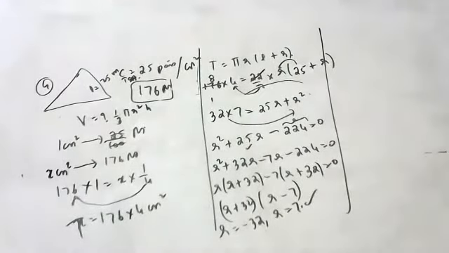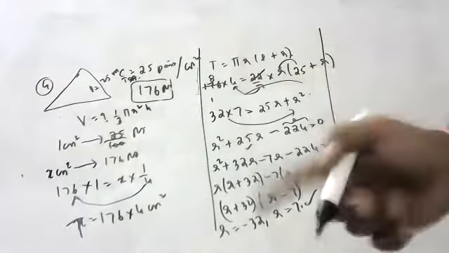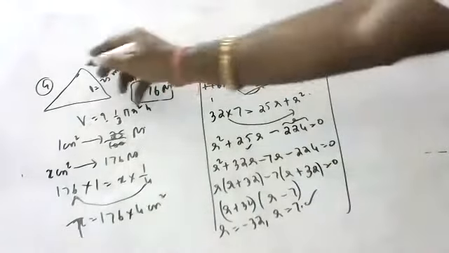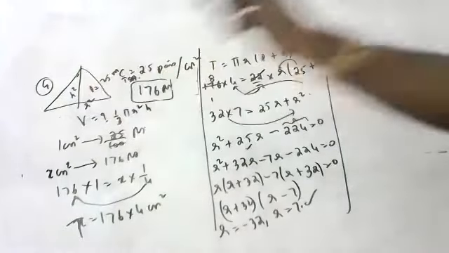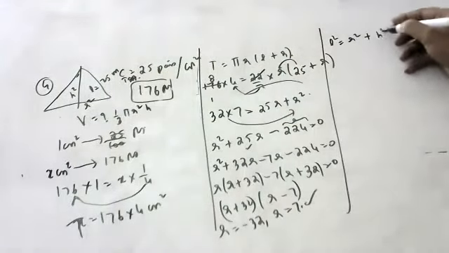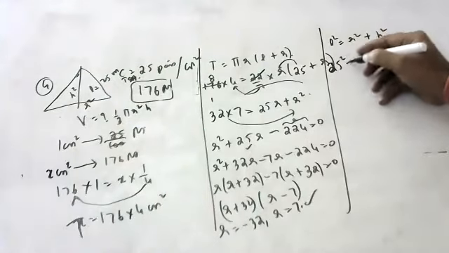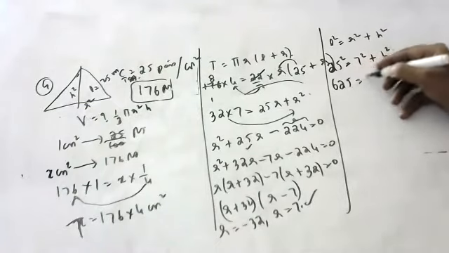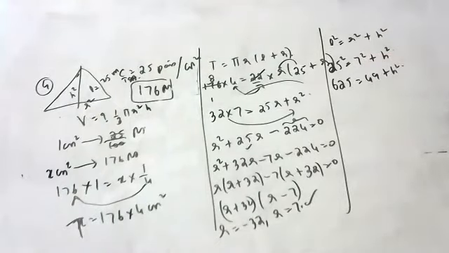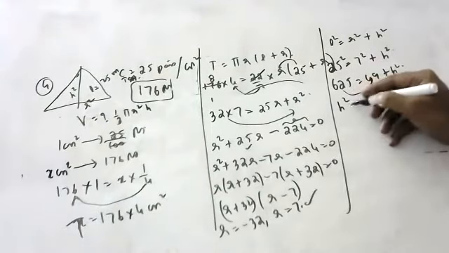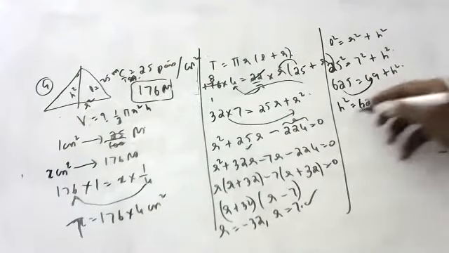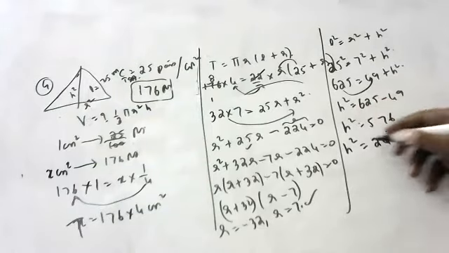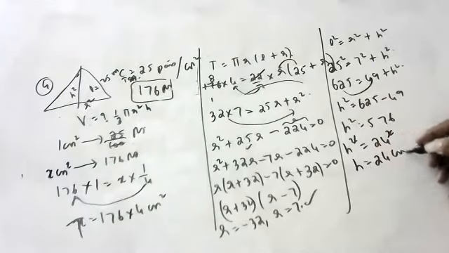Radius cannot become negative. Now, if you want to find out volume, I need height also. How to find out the height? L square is equal to h square plus r square. L is 25, r is 7. So 25 square is 7 square plus h square. 625 is equal to 49 plus h square. h square is equal to 625 minus 49, which is 576. h is 24 centimeters.